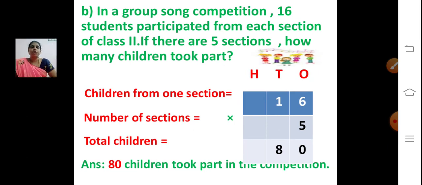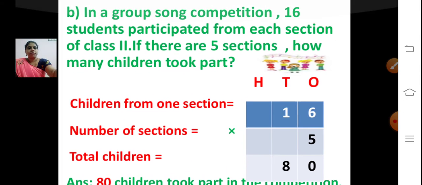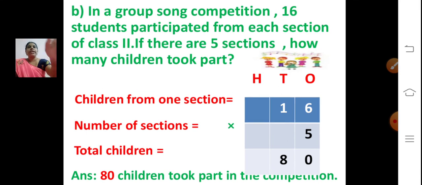Next one. In a group song competition, 16 students participated from each section of class 2. If there are 5 sections, how many children took part? I'll read out the question one more time. In a group song competition, 16 students participated from each section.